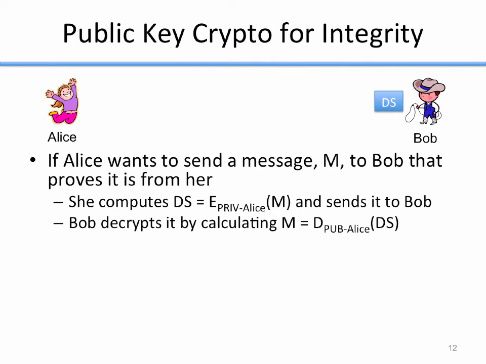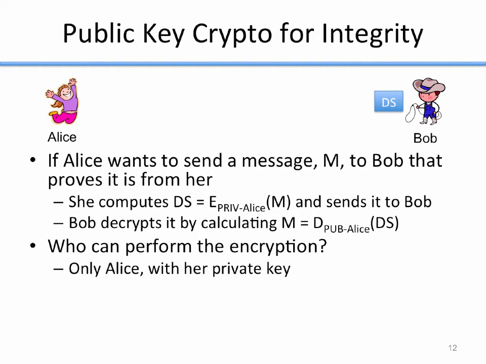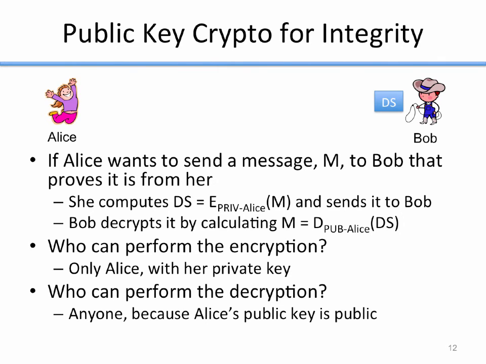Bob is going to decrypt it by decrypting with Alice's public key, and he's going to get the original message. So who can perform the encryption here? Well, only Alice, because it involves her private key. She's the only person on the planet who can produce DS. But who can decrypt? Anyone, because Alice's public key is public. That's why I say there's no confidentiality here. Alice sent this message that only she can encrypt, but anyone can decrypt it. Bob, Mallory, anybody. But the important thing here is that only Alice could have produced it.